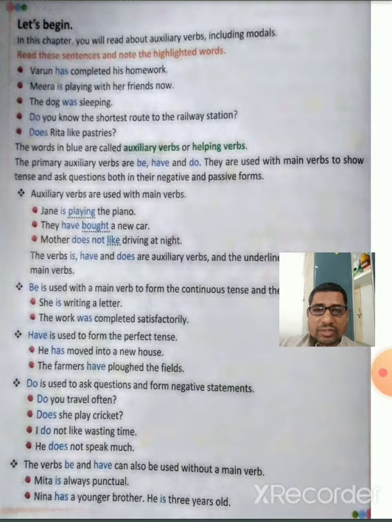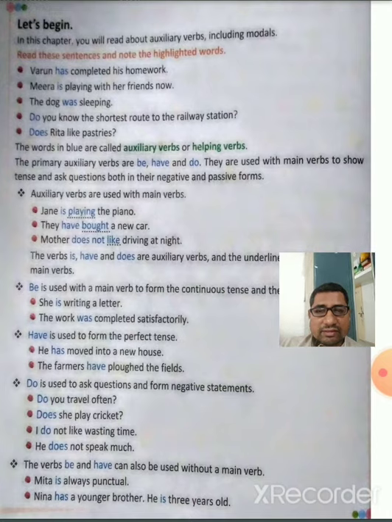Do is used to ask questions and form negative statements. Do you travel often? Does she play cricket? I do not waste time. He does not speak much. So do, does, generally we use in simple present tense to form negatives and questions.